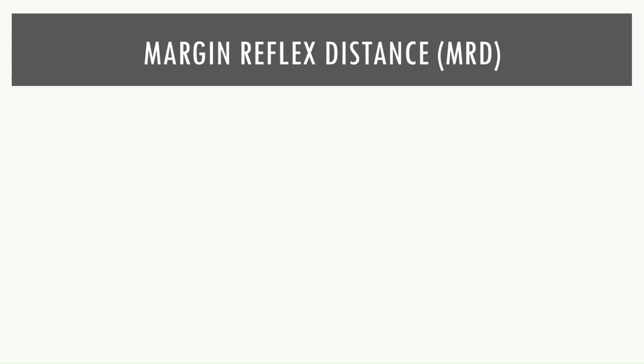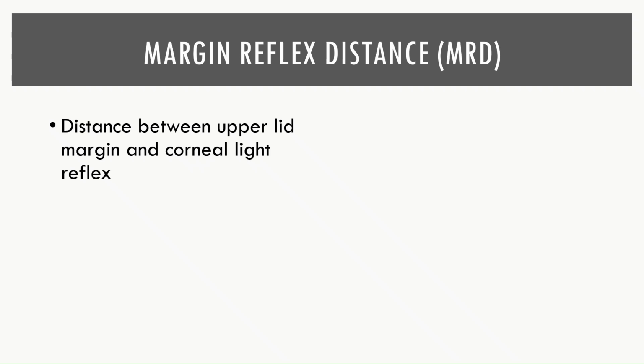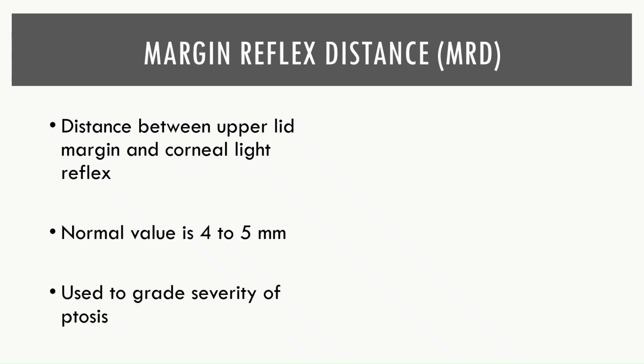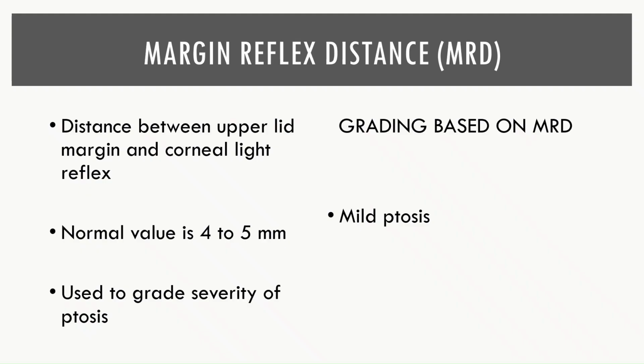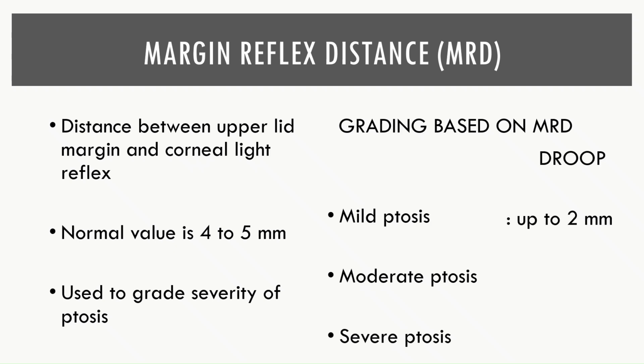Margin reflex distance is the most important clinical measurement. It is the distance between the upper lid margin and the corneal light reflex. The normal value is about 4 to 5 mm. Reduction in margin reflex distance directly reflects the severity of ptosis. Based on this, the ptosis can be graded into mild, moderate, and severe ptosis, the droop being up to 2 mm, 3 mm, and 4 mm or more respectively.